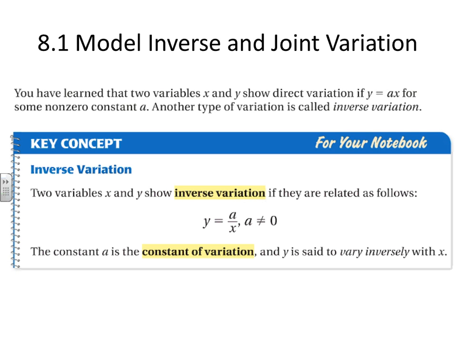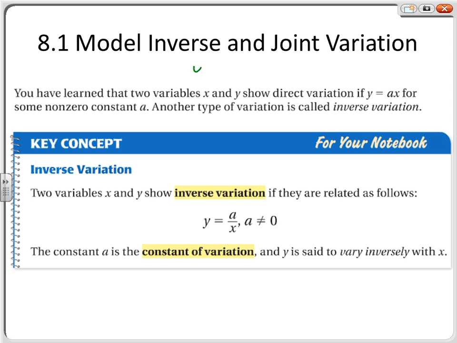Inverse and joint variation today. You've already learned direct variation, so think back to that. Direct variation is when you have y equals ax. You have that constant a that you usually need to solve for, and direct variation doesn't have a plus or minus anything. It's always going to be 0 there.